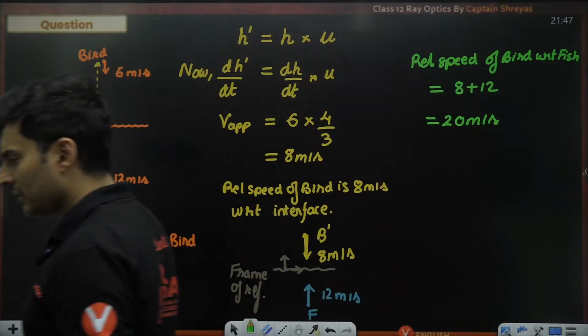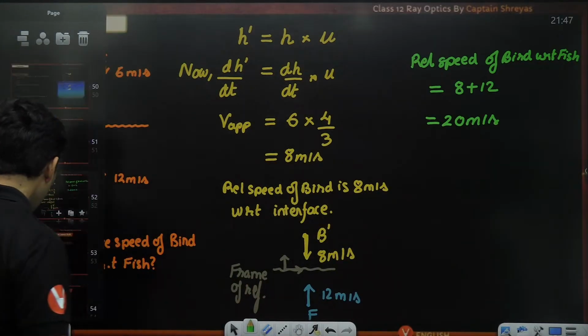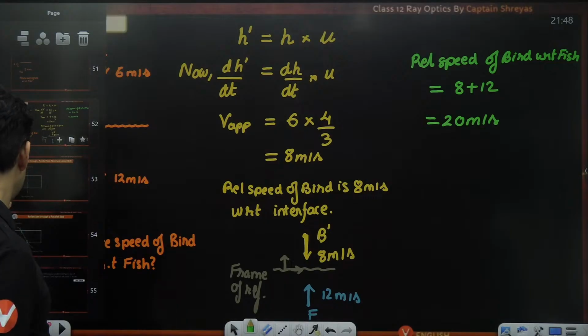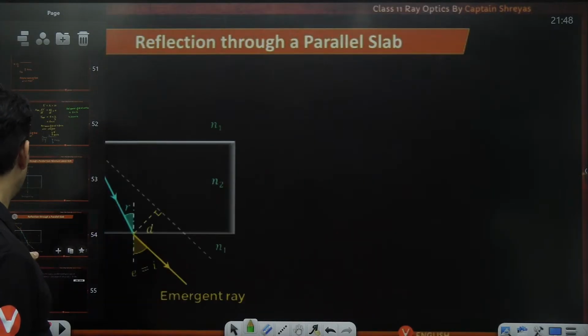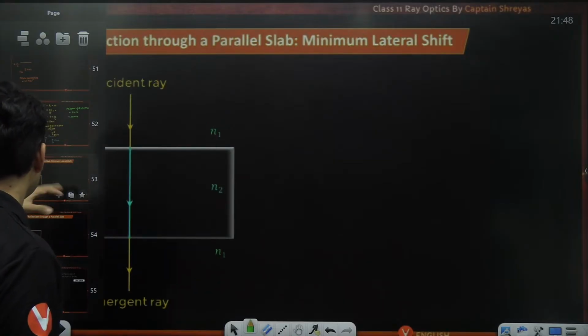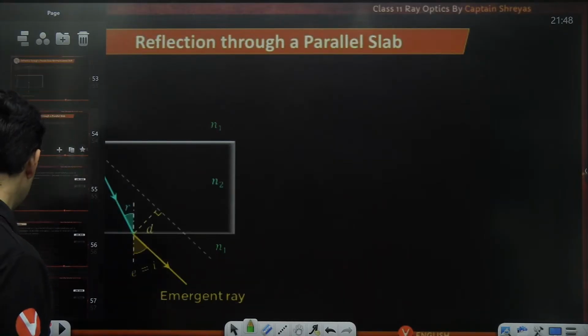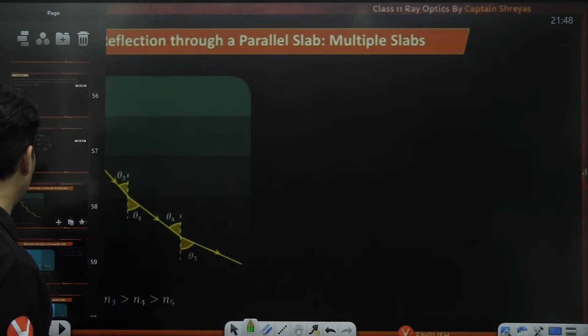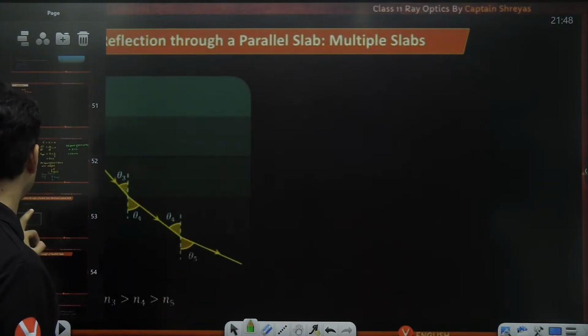Simple. Correct? Okay. Let's move now to another kind of questions, which is lateral shift and this kind of things, lateral shift and then multiple slabs and all of that. These are the only two things remaining.